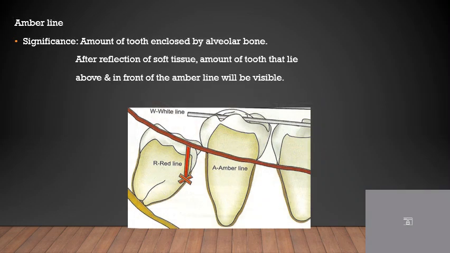And the amber line is a line drawn from the surface of the bone lying distal to the third molar to the crest of the interdental septum between the first and second molars. It is important to identify the bone distal to the third molar, as it can easily be confused with a shadow cast by the external oblique ridge. So what is significant? It shows the amount of bone enclosing the tooth. After reflection of soft tissue, the amount of tooth that lies above and in front of the alveolus will be visible.